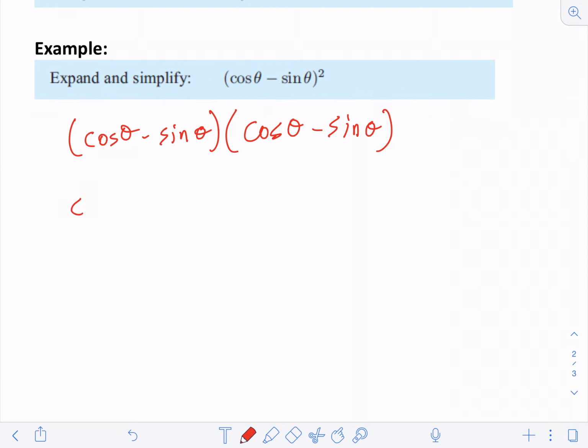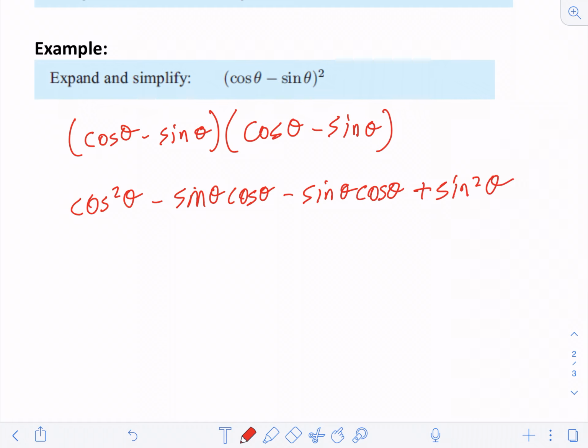First, outer, inner, last. So cosine theta times cosine theta is cosine squared theta. And I'm going to get minus sine theta cosine theta, and then minus another sine theta cosine theta. And then a negative sign times a negative sign is going to be positive sine squared theta. I'm going to combine those middle two terms, so I get cosine squared theta minus 2 sine theta cosine theta plus sine squared theta.